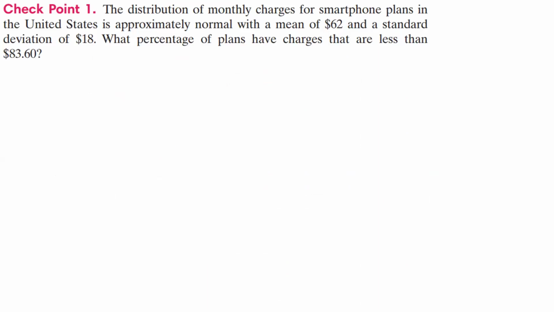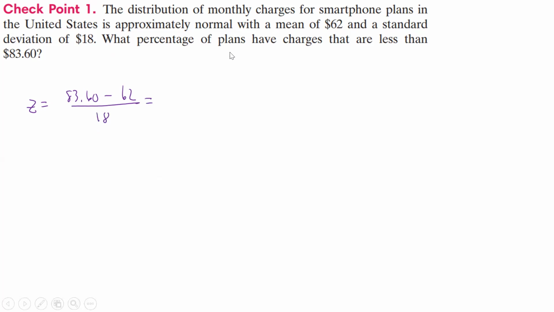So let's look at this example. The distribution of monthly charges for smartphone plans in the US is approximately normal with a mean of $62 and a standard deviation of $18. What percentage of plans have charges that are less than $83.60? Well, z is equal to what? We want to look at 83.60 minus our mean, which is 62, divided by our standard deviation, which was 18.